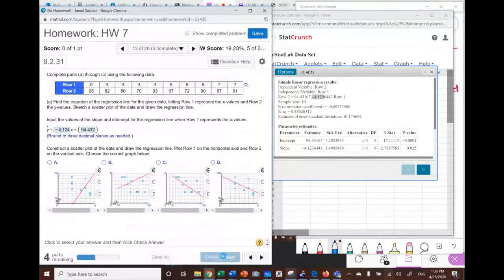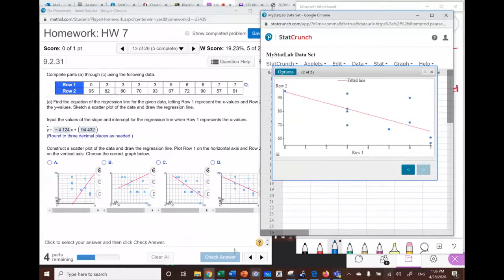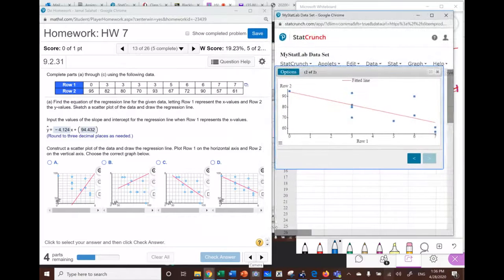Now, when we continue in here, they tell us, show us the graph. Here is the graph. Automatically, I am going to dismiss graph A and B, because A is going up and B is going up. So the first two are dismissed. It's going to be either C or D.